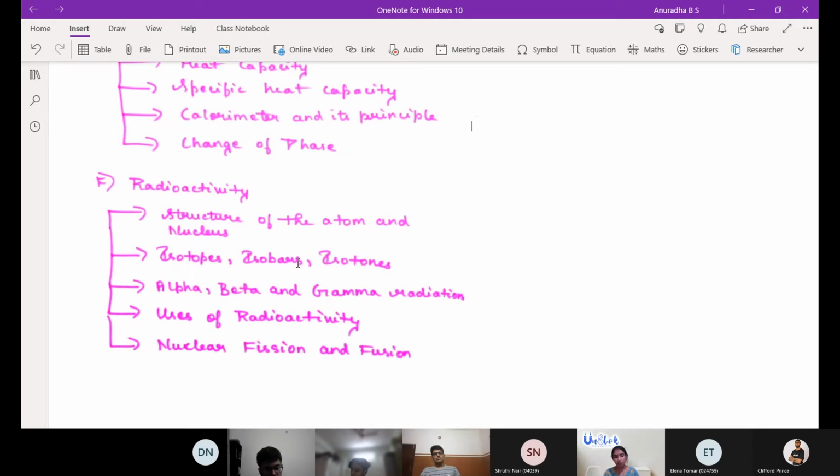Then you will be learning about the uses of radioactivity. Where are these radiations used? Where are alpha radiations used? Where are gamma radiations used? Or where are beta radiations used? What are the applications of that? We'll be learning about that.